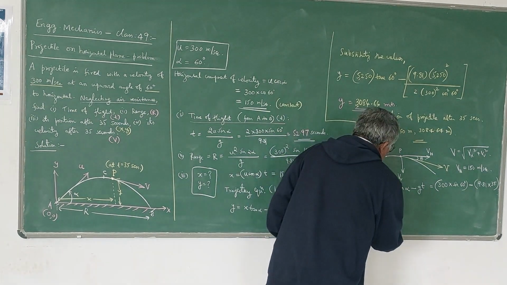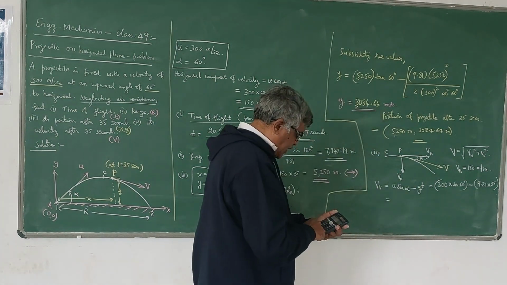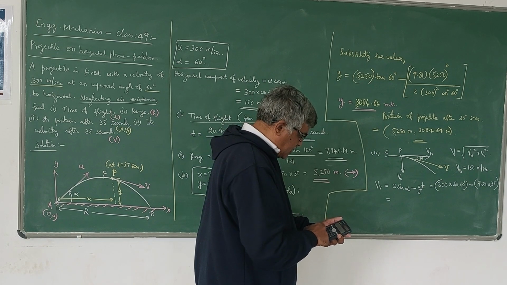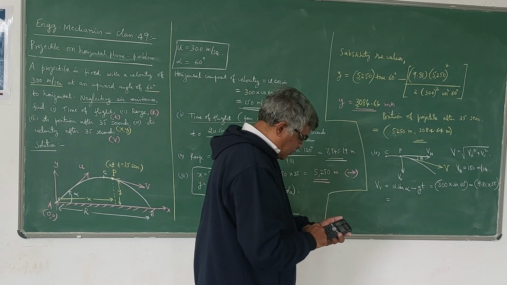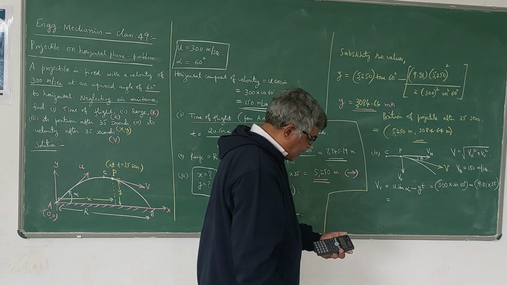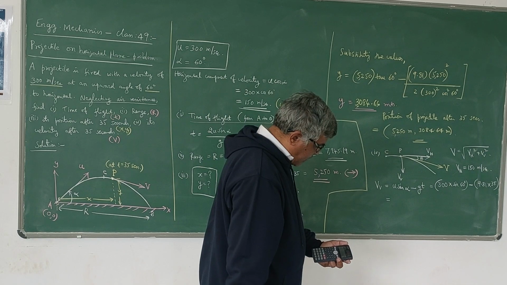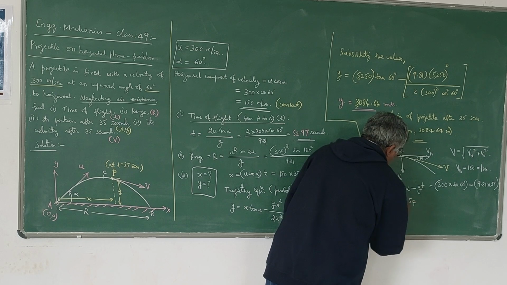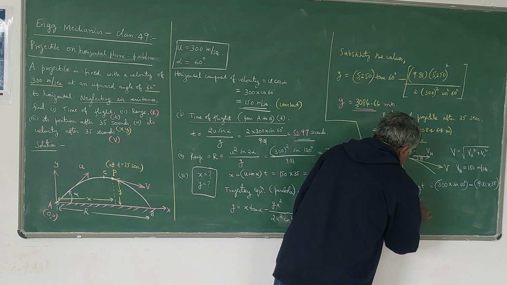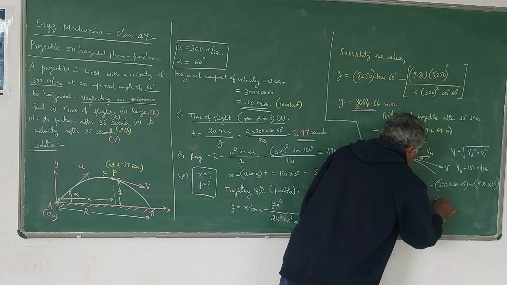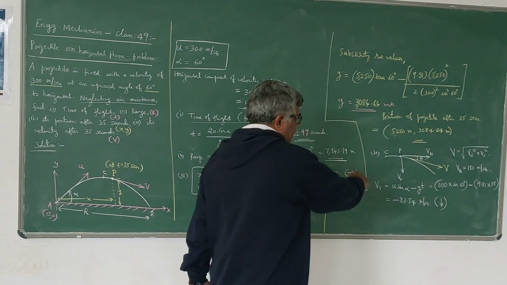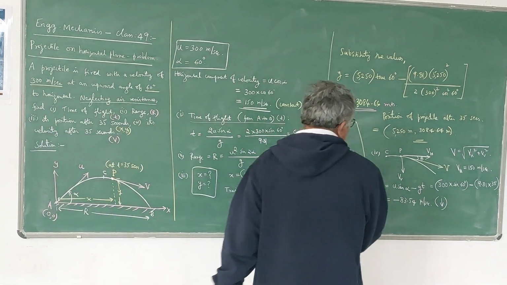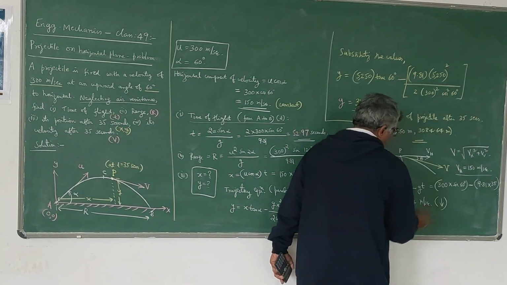Now you substitute the values. 300 into sin 60 minus 9.81 into 35, because we need 35 seconds. So it is minus 83.54 meters per second. This minus indicates that it is downwards. That's all, so forget about the direction; only magnitude is important. I have shown the direction here. Now you know these two values, VH and VV.